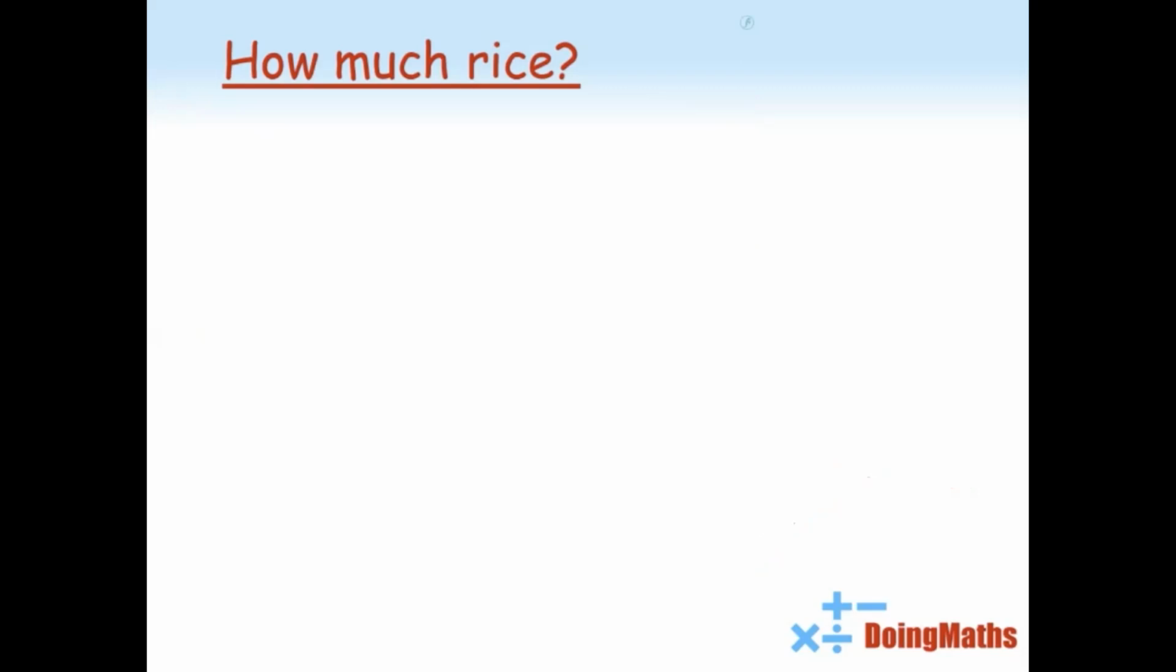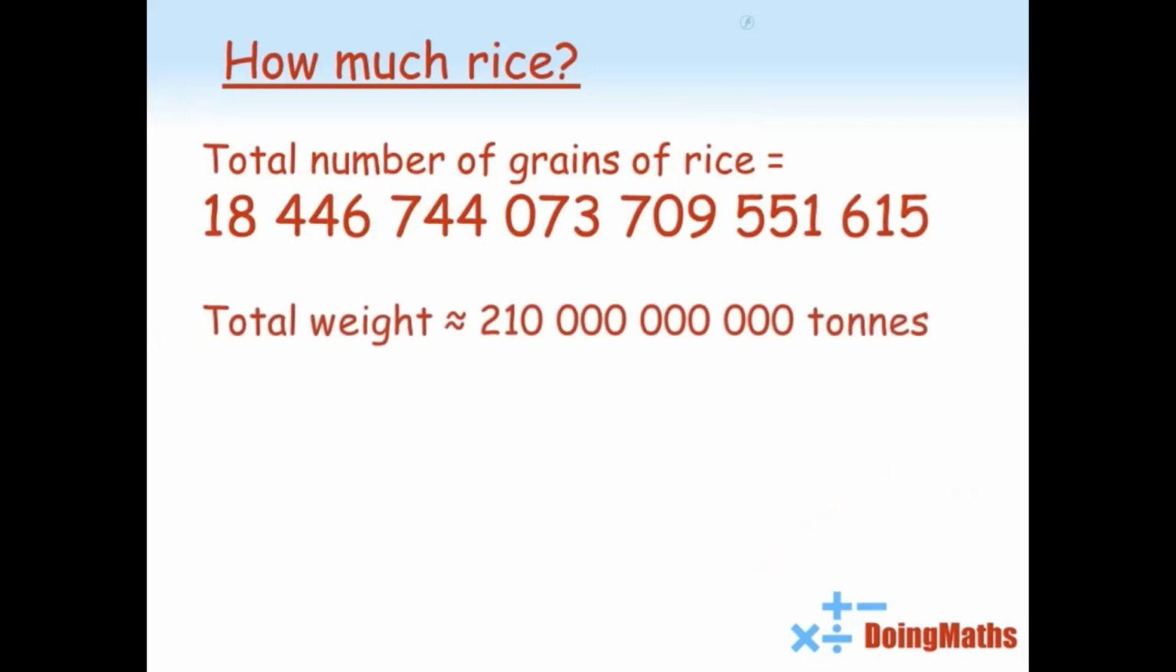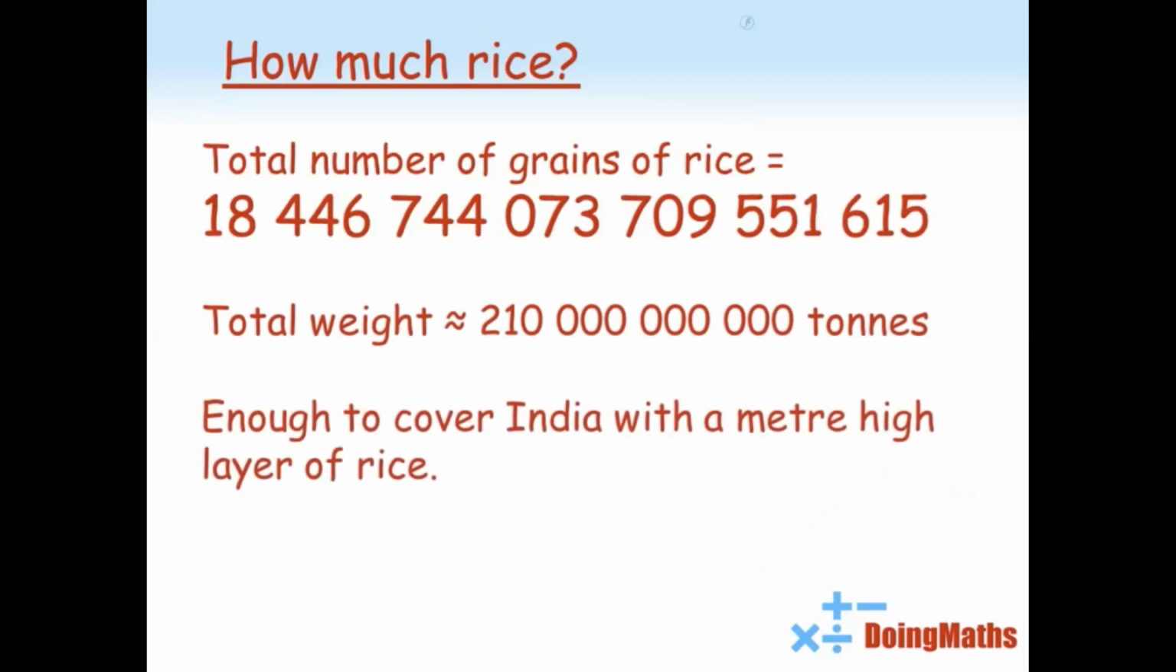And by the time the chessboard was full, the king would have needed to give the sage 18 quintillion, 446 quadrillion, 744 trillion, 73 billion, 709 million, 551,615 grains of rice. That would weigh approximately 210 billion tons and would be enough to cover the entire country of India with a metre-high layer of rice.